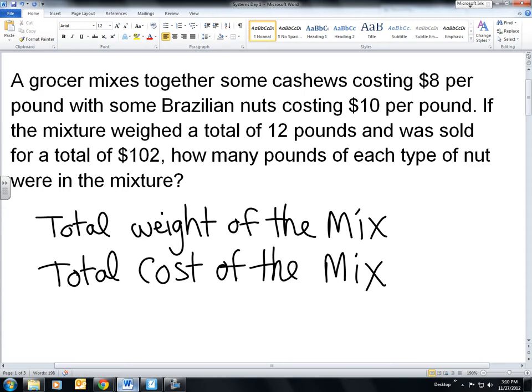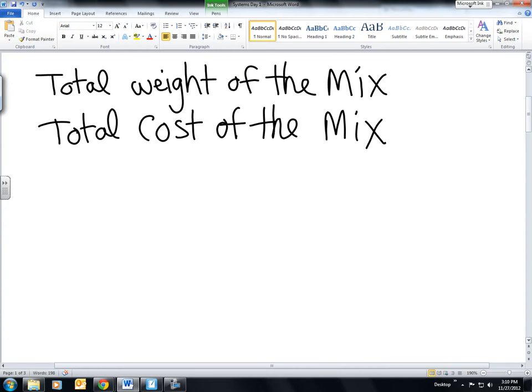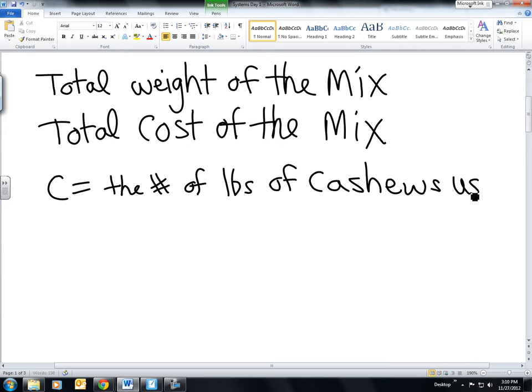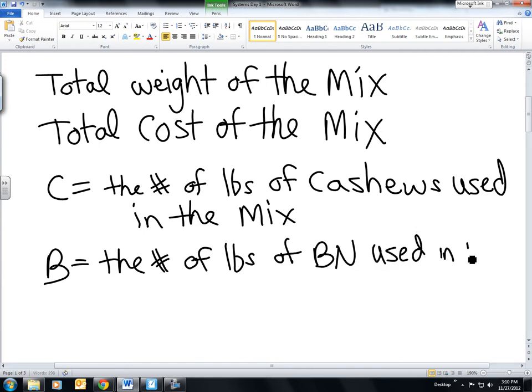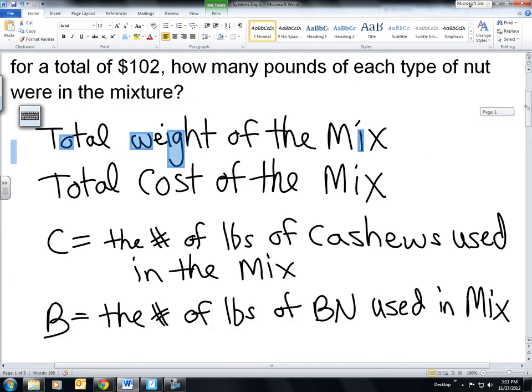So what we're going to be doing here is writing two separate equations, one for the total weight of the mixture and then one for the total cost of the mixture. And since we don't know how many pounds of cashews and how many pounds of Brazilian nuts we used in the mixture, we can define that as different variables. So C is the number of pounds of cashews used in the mixture. And then B is the number of pounds of Brazilian nuts, so I'm just going to say BN there, used in the mixture. Okay? So we've defined two variables, and those are really the two things that we're looking to find in this problem.